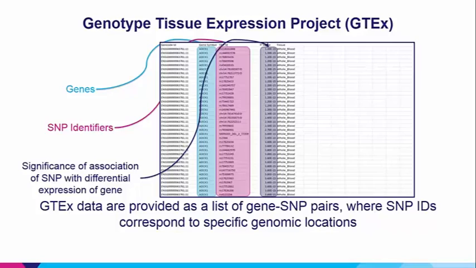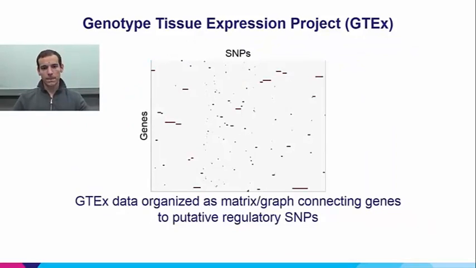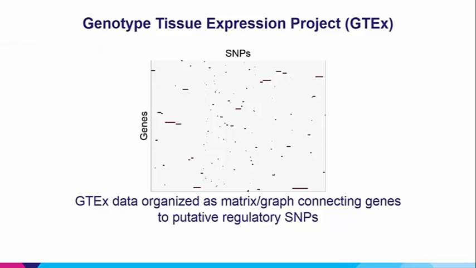So we can parse this data set and reorganize all these gene-SNP pairs into a matrix, as shown on this next slide, where we have, again, genes labeling the rows, and then these SNPs, or these genomic locations, labeling the columns. And again, this is just another piece of information telling us how genes are related to each other, in this case based on their connections to these SNPs that could be regulating their expression.